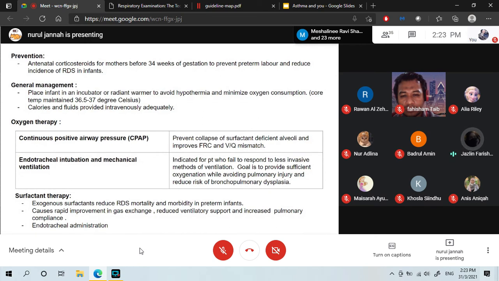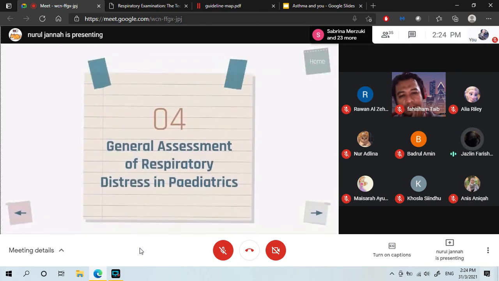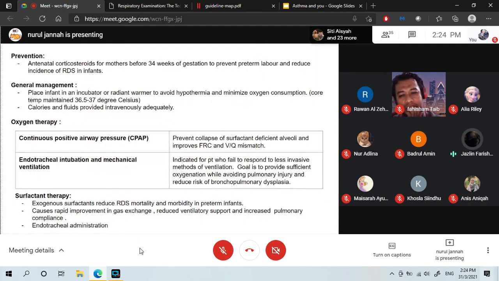If the mother has the risk of preterm birth, the mother needs to be given corticosteroids before 34 weeks of gestation to prevent preterm labor, and also to increase lung maturation to reduce the incidence of respiratory distress syndrome in infants. Okay, I think that's all for respiratory distress syndrome.